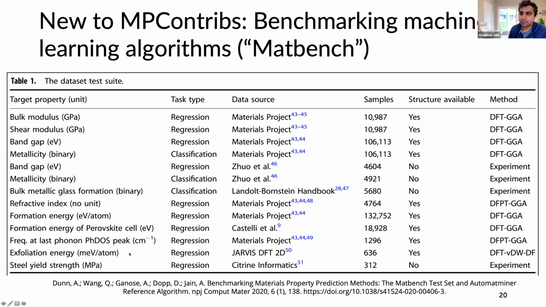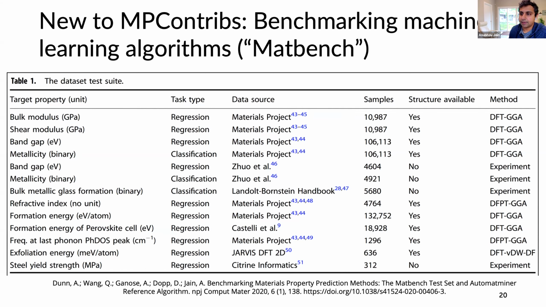So these data sets were designed, first of all, because they have available chemical compositions and crystal structures for you to train on, but also they were designed to have many different numbers of samples. Some of these are small data sets with only 300 data points, and some are large data sets with over 100,000 different data points. And so you can test whether your machine learning algorithms work well for small data sets, and you can test whether your algorithms work well for large data sets.